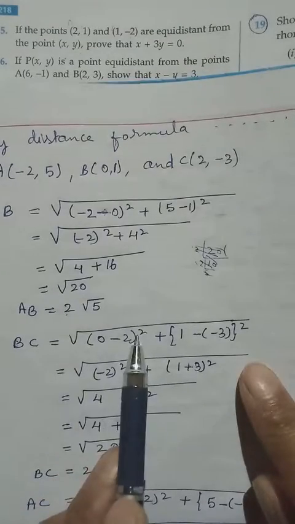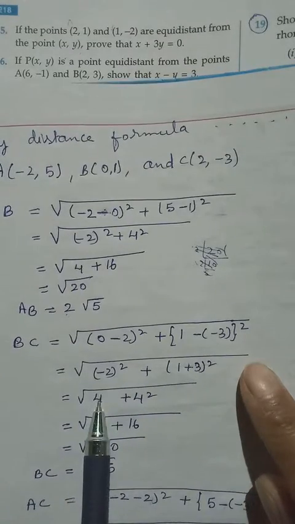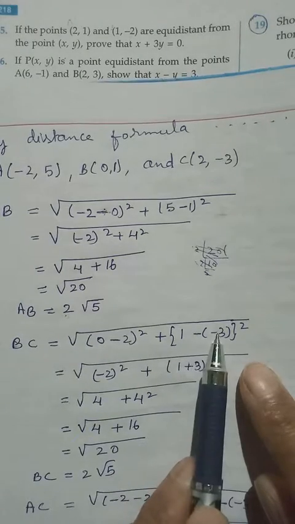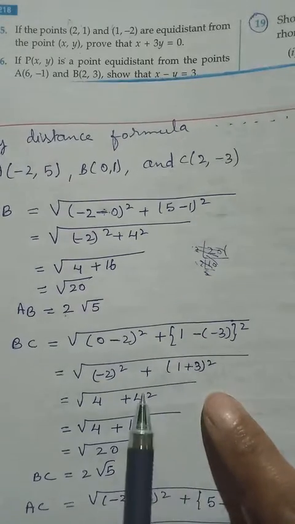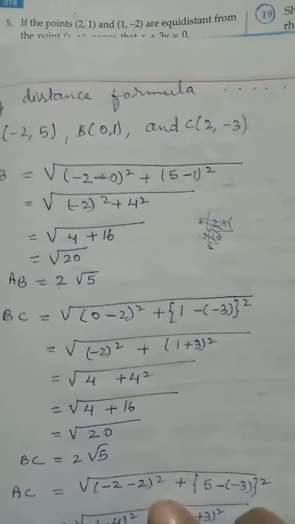So 0 minus 2 will be minus 2 square, minus to minus plus. So 2 into 2, 4. Minus to minus plus, 1 plus 3 becomes 4. 4 into 4, 16. Again, we get 20. We can split this the same way.